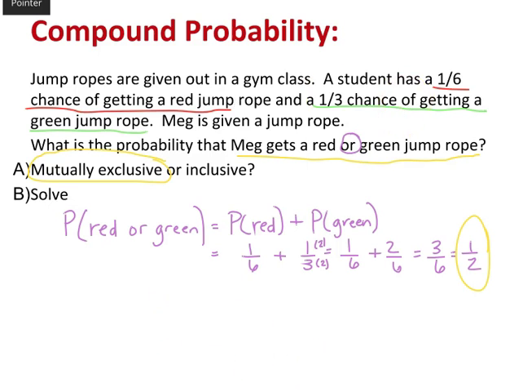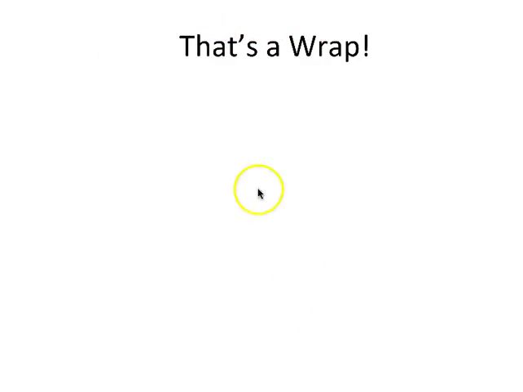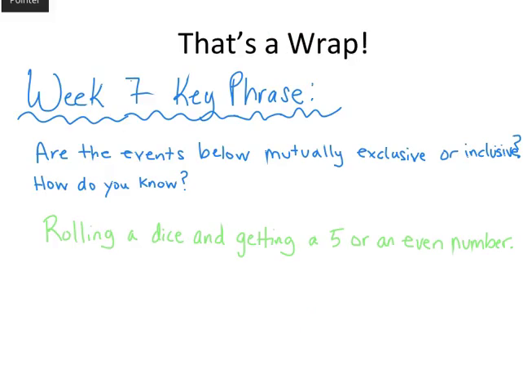So now it's time to move on and answer the key phrase assignment. All right, ready for the week 7 key phrase assignment that I just put up. We talked in this session about mutually exclusive and mutually inclusive events and how we can determine the difference between the two. So what you need to do for this key phrase assignment is determine if rolling a dice and getting a 5 or an even number is an example of a mutually exclusive or mutually inclusive event. And as well, you need to tell me, how do you know? Why did you choose your response?